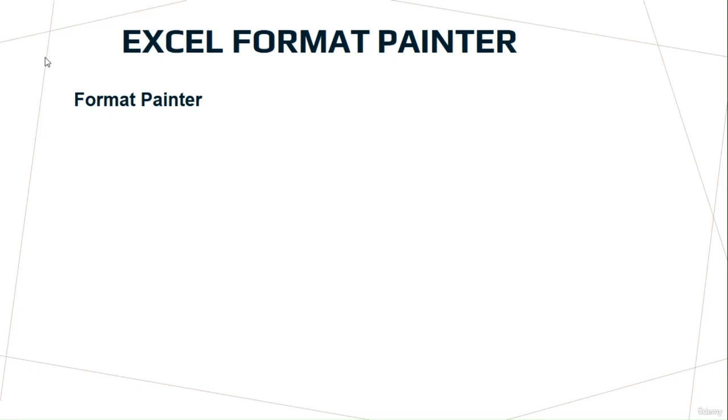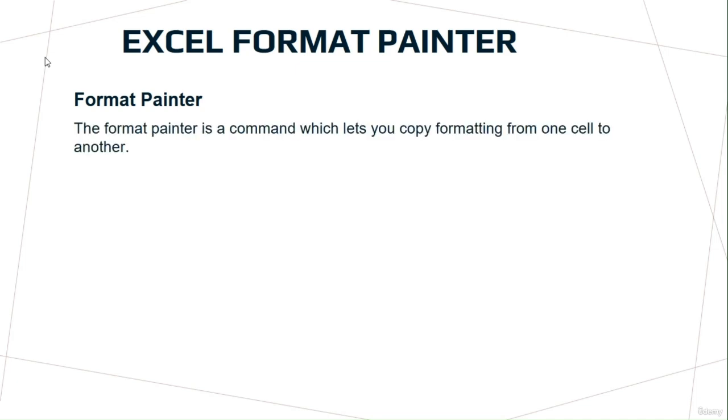In this lesson, we're going to be looking at Format Painter. There is a feature called Format Painter in Excel. Now, the Format Painter is a command that lets you copy formatting from one cell to another. This feature saves you a lot of time.